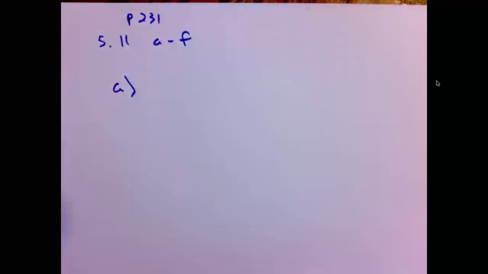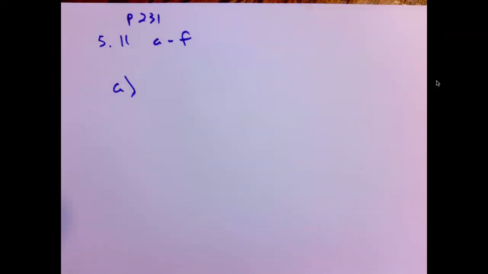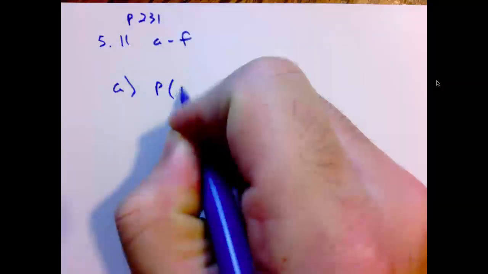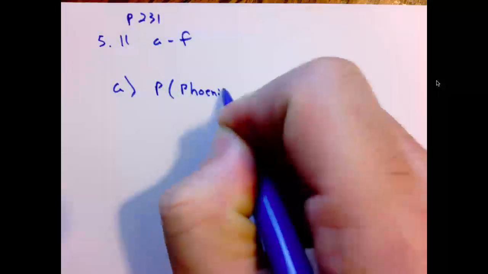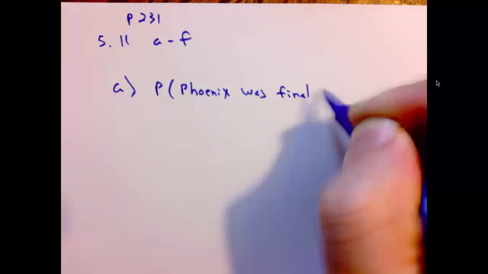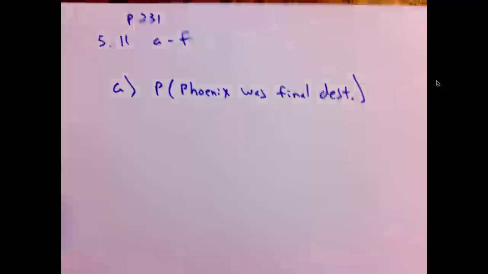In this video, we'll be looking at page 231, problem 5.11. It has parts A through F. A says, what is the probability that Phoenix was the final destination? Well, I can write that like this: the probability that Phoenix was final destination. Abbreviate destination there.